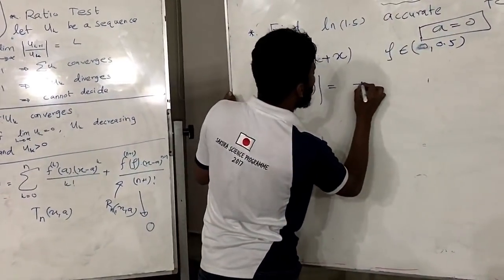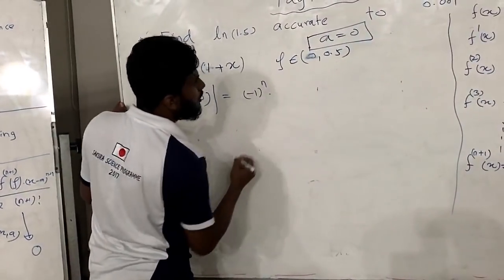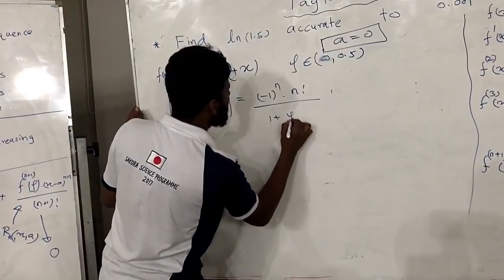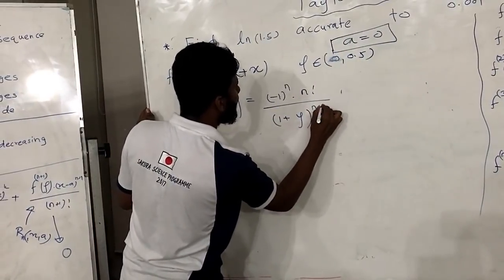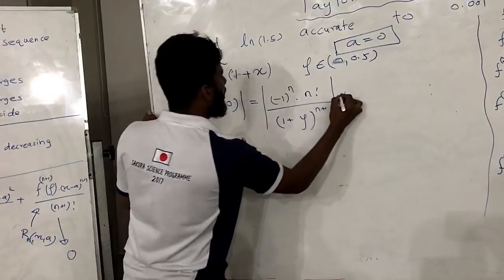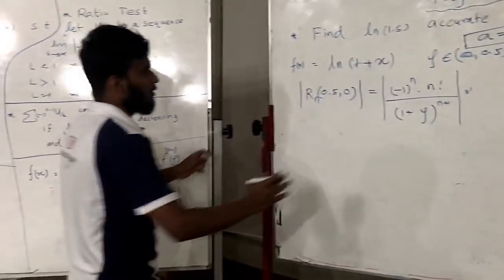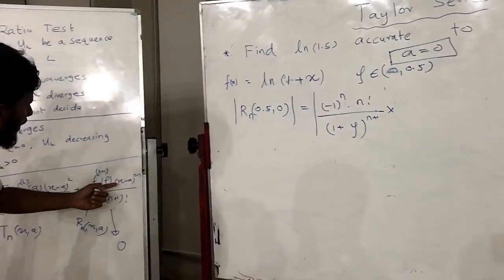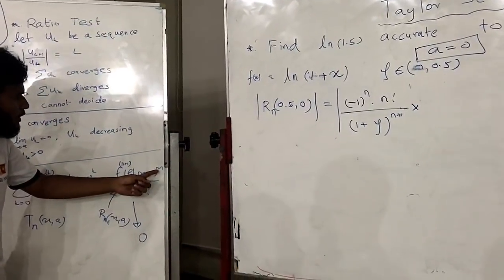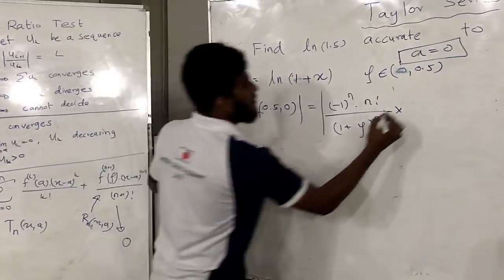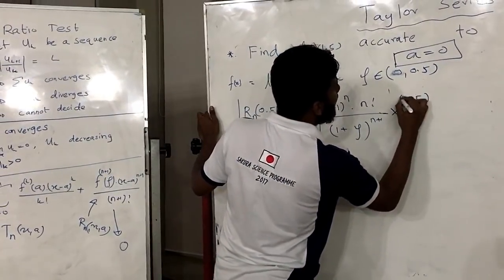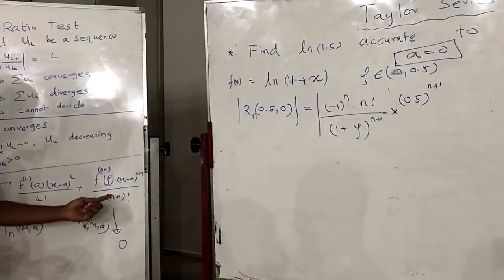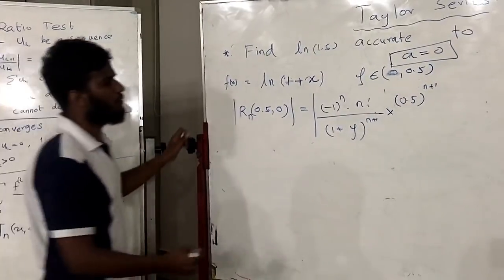f^(n+1)(x) is (-1)^n times n factorial over (1 + zeta)^(n+1), the modulus value, into (x - a)^(n+1). So we can write that as 0.5^(n+1), because our a is 0 and x is 0.5, and then divided by (n + 1) factorial.